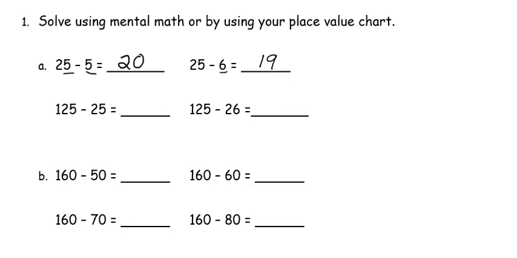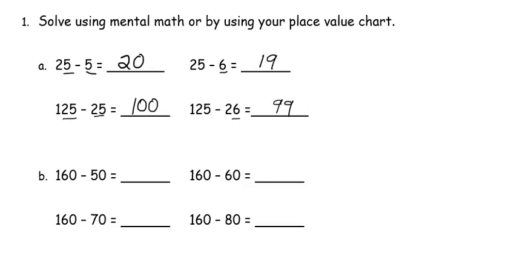We'll compare that to the next problem. 125 minus 25 is going to be 100, because I have 25 in my first number, and I'm subtracting 25 from it. So that just leaves 100. Now, if I have 125 and I'm subtracting 26, again, I'm subtracting 1 more than I did in that first problem. So I'm going to subtract 1 more from the 100. So 125 minus 26 would actually be 99, because I'm just taking it one step further.